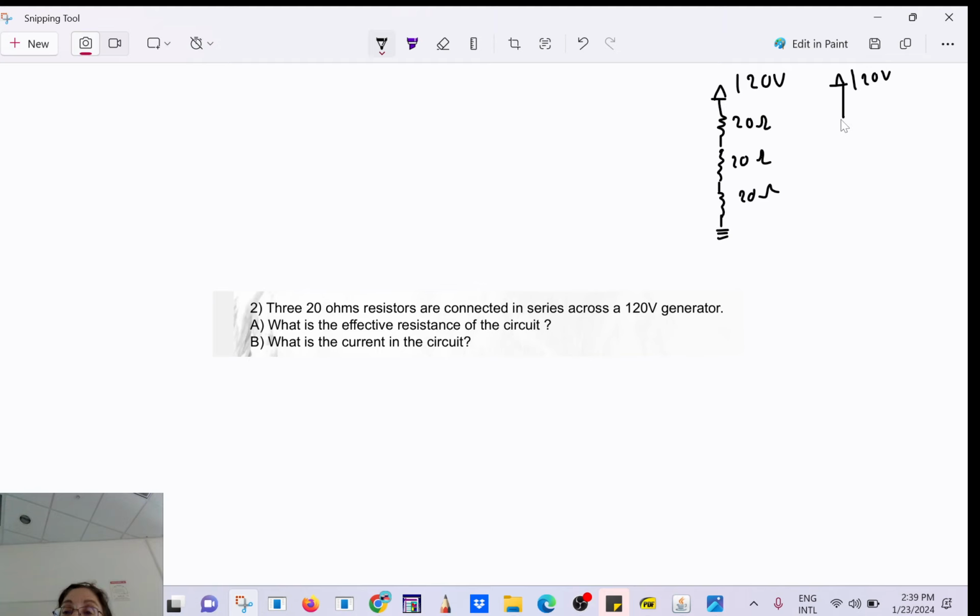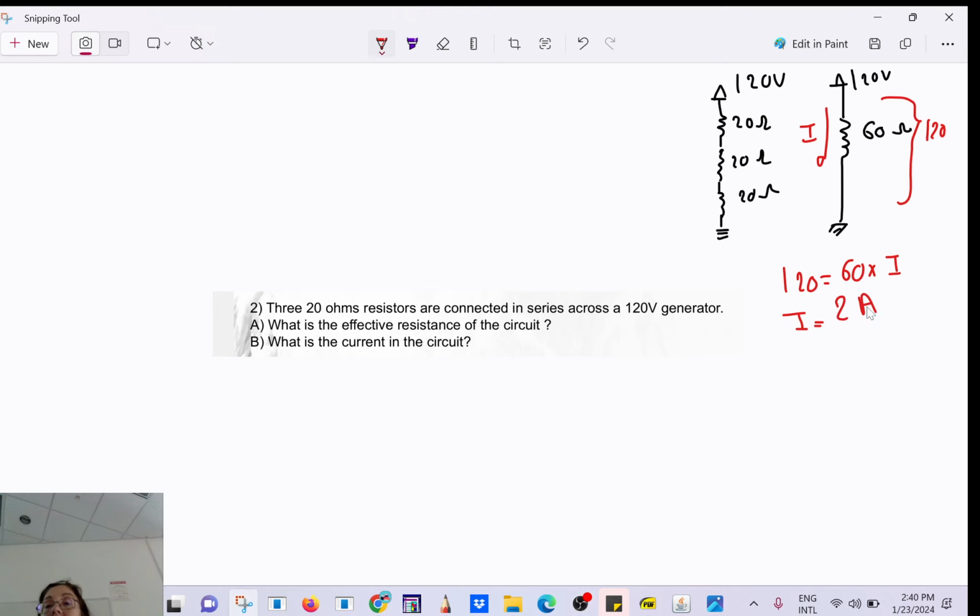So what's the equivalent resistance? 60. Do you all agree with that? It's like you have 20 zigzag plus 20 zigzag plus 20 zigzag, that will be 60 zigzag. And you have current flowing here. So the voltage drop is 120. You go from 120 to ground. So you have 120 equals 60 times the current. So the current will be 2 amps.